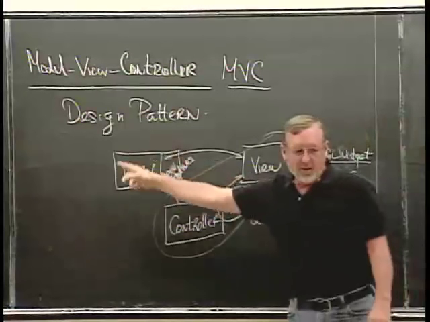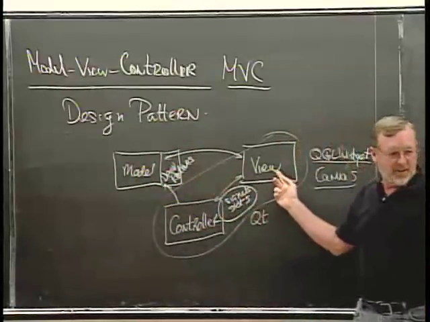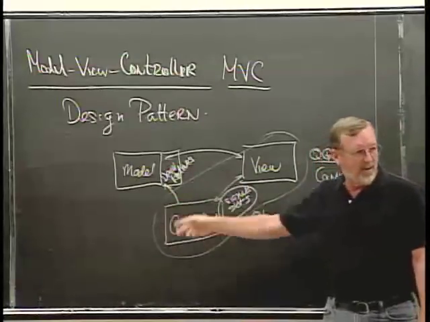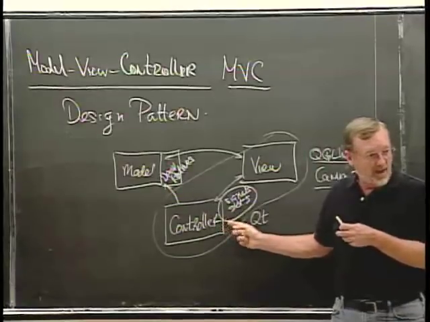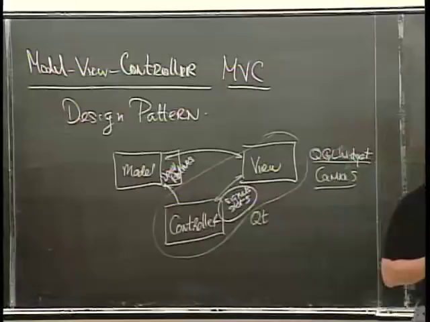You've got Chaikin's curve over here, Chaikin's curve stuff over here, you're viewing Chaikin's curves over here, right? So you've got some window set up to view it, and you've got the controller down here, which is accessing the buttons and everything else. That's the QT part mostly, right? And then you're setting up signals and slots to go between all these things, right, to communicate around.